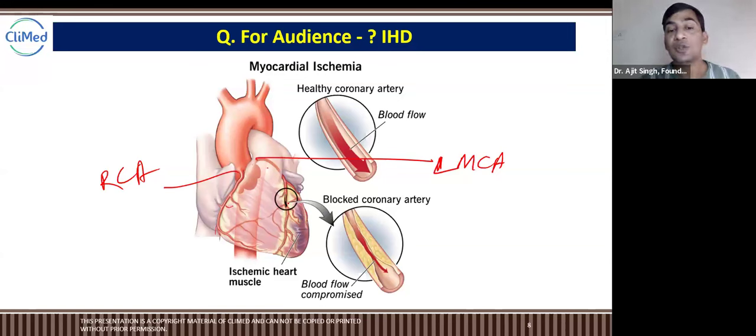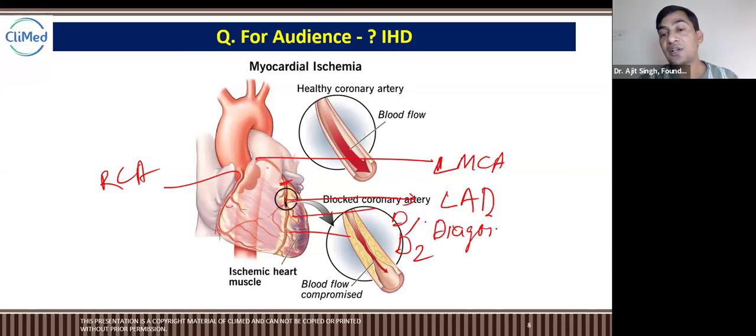Now this divides into many arteries. After the division, the main artery which is coming to the frontal part is called LAD. LAD is also divided into multiple parts, like diagonal 1, diagonal 2. These are diagonal arteries. Okay, diagonal coronary arteries, diagonal 1, diagonal 2.